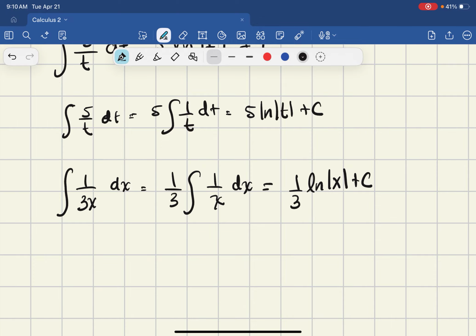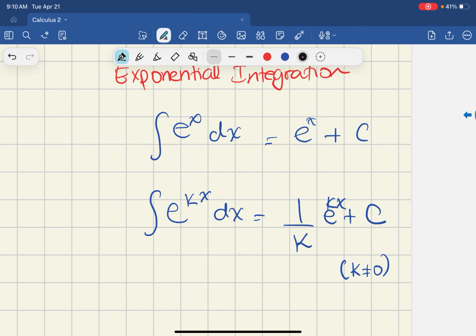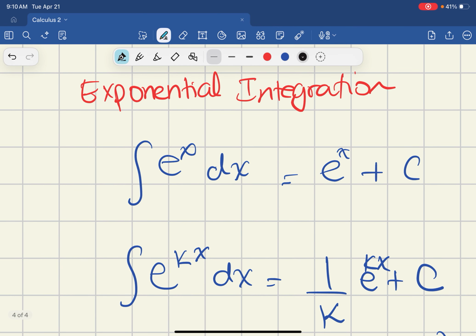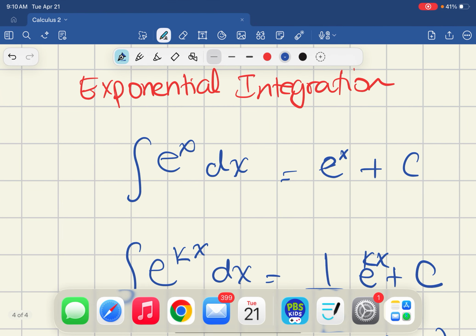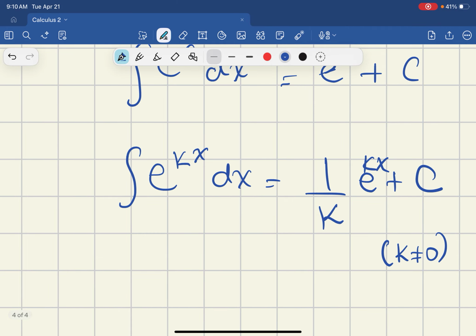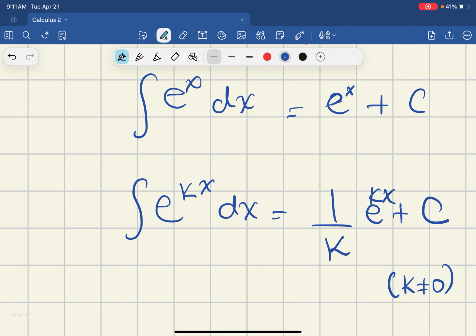Now, let's talk about exponential functions. So let's say we have something like e to the x dx. The integral of e to the x is e to the x plus c. Remember that for derivatives it is very similar. But now what if you have not just e to the x, but e to the kx? So like e to the 3x, 4x, or something like that. What this says is that the rule is 1 over k times e to the kx plus c, but obviously k cannot be equal to 0.